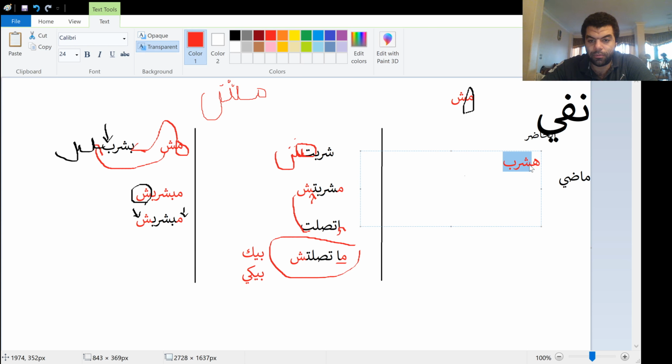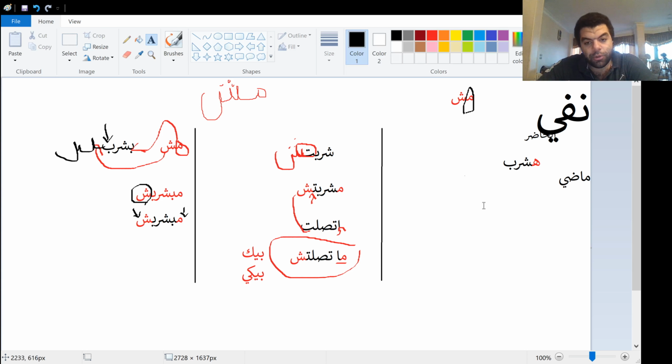Okay, because shirib is the root, so hashrab, this means I will drink, and then the negative would be simply putting mish before. So in the future, we use mish only. We never use the sandwich. No dialect uses, no accent uses the sandwich. Mahashrab. No, I don't think, maybe in the south, but I'm sure you're not going to speak to them. It's just not the normal way. It's a really different accent, okay?